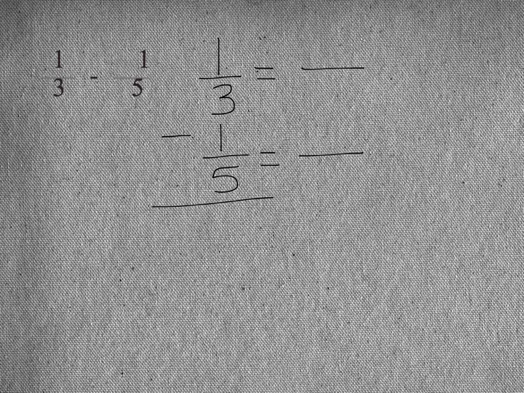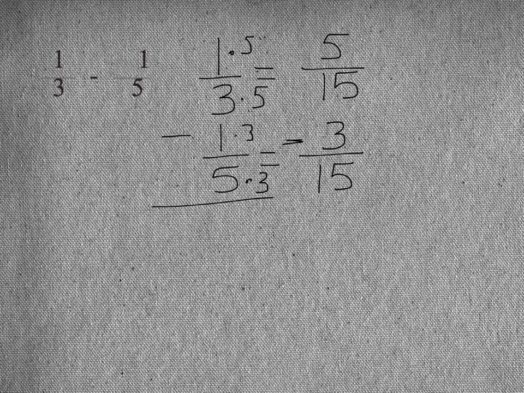3 and 5 do not have a common multiple. In other words, 3 doesn't go into 5, where the other ones were going into each other. So in this case, the common multiple is going to be 15 for both of them. And so I need to multiply this denominator by 3, which means this numerator by 3. And here I need to multiply the denominator by 5, so the numerator by 5.